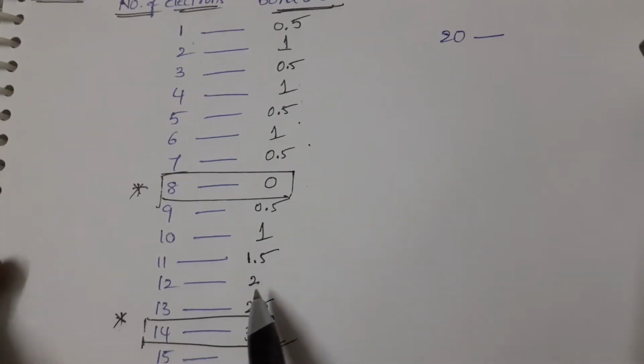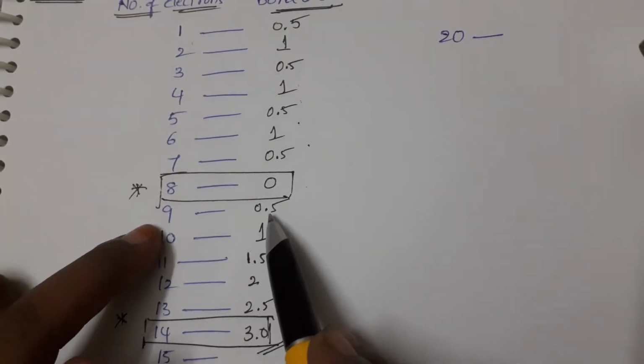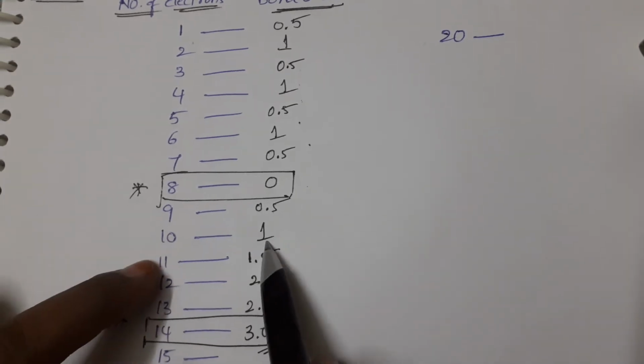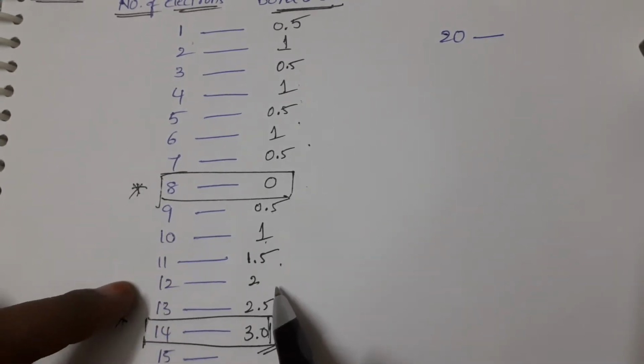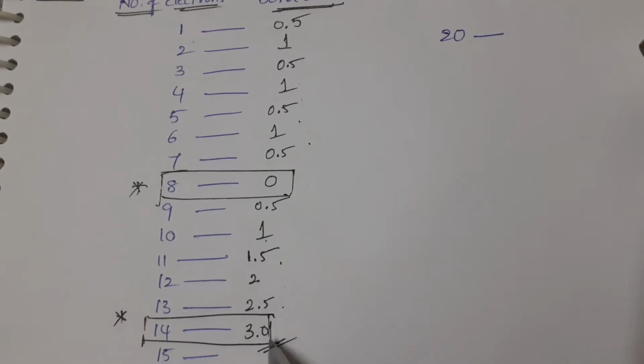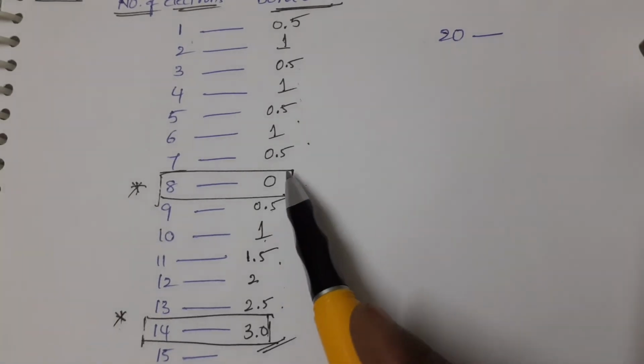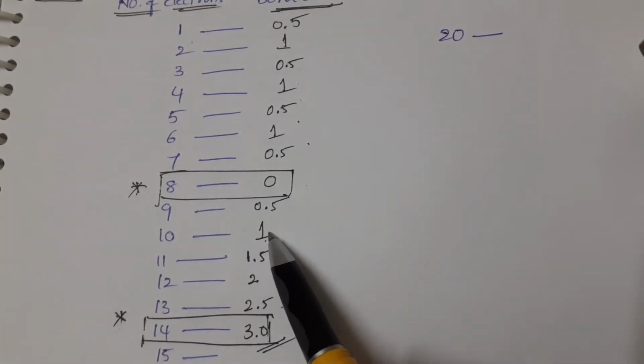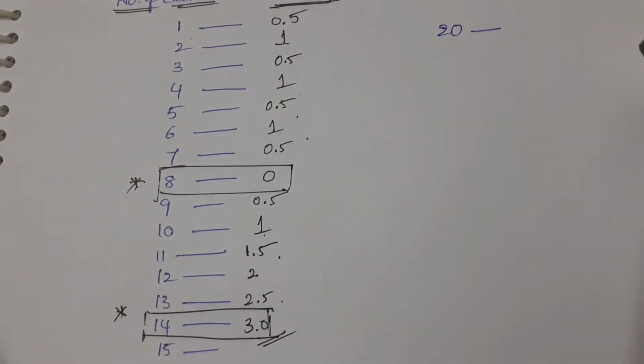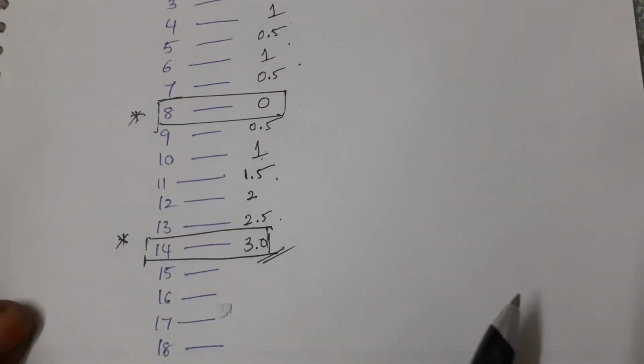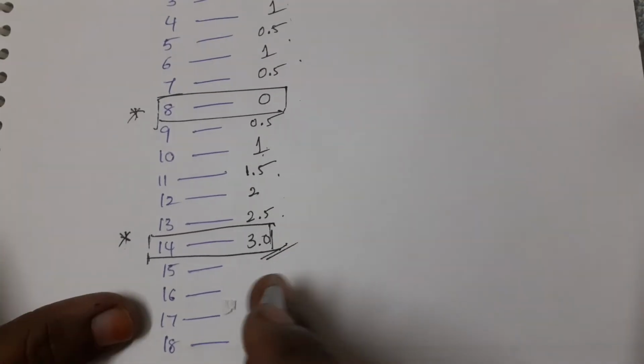Now I am repeating once again. After 8, 9 electrons 0.5. For 10, 1. 11, 1.5, 12, 2, 13, 2.5, 14, 3. After 8 the bond order is increasing by 0.5. Observe that. Next, after 14 electrons, from 14 to 20 electrons, decrease the bond order by 0.5.